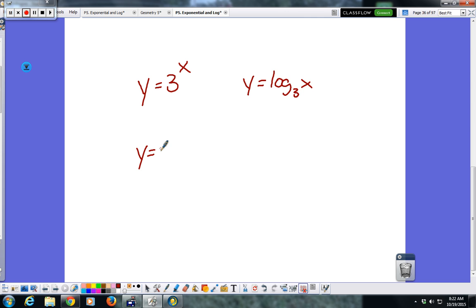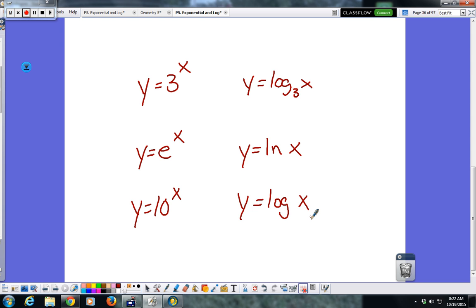Y equals e to the x power would be inverses with y equals natural log x, which would be y equals the log base e of x. Those are all inverses of each other. Y equals 10 to the x power would be inverses with y equals just plain old log x. Because we know that this log base is 10, those two would also be inverses of each other.